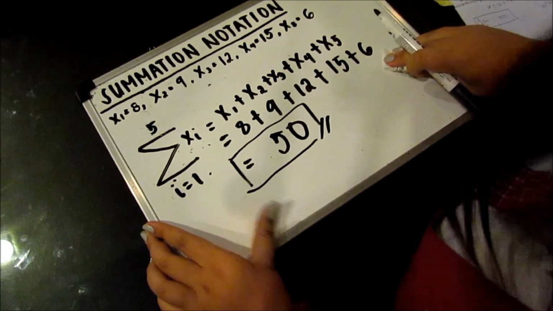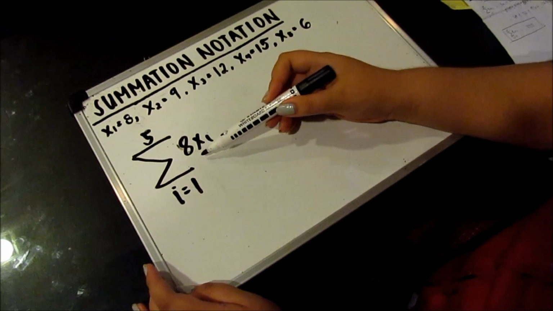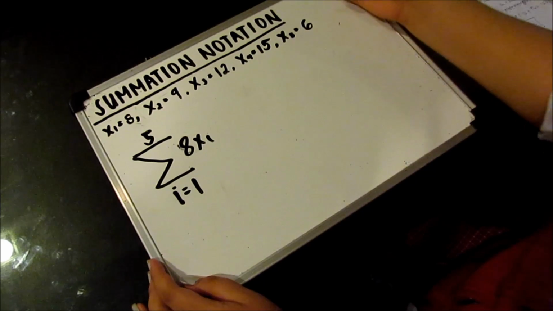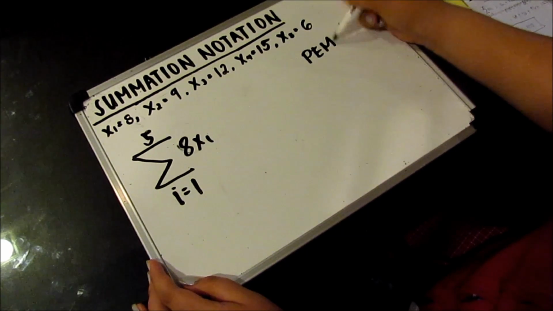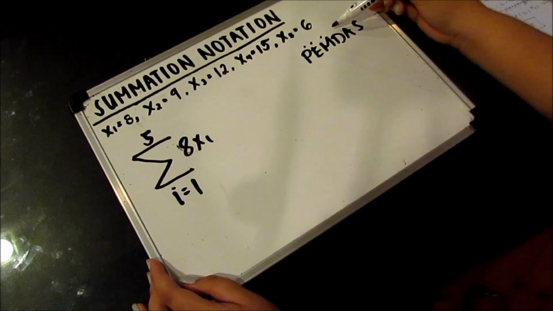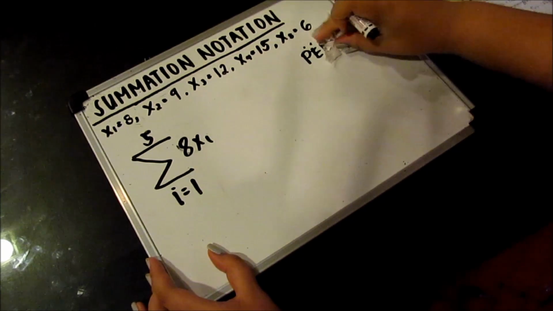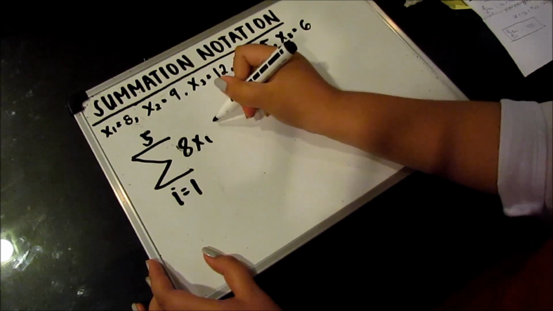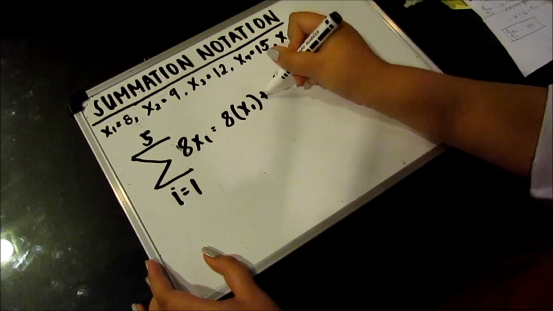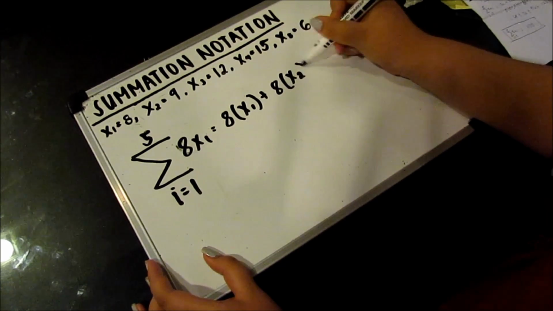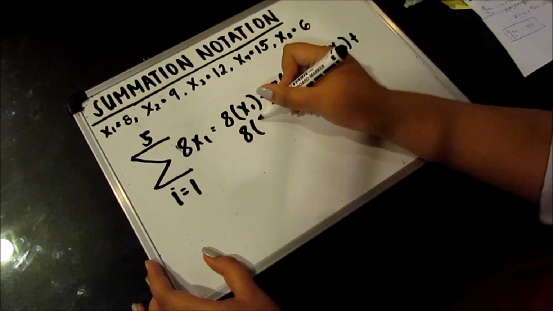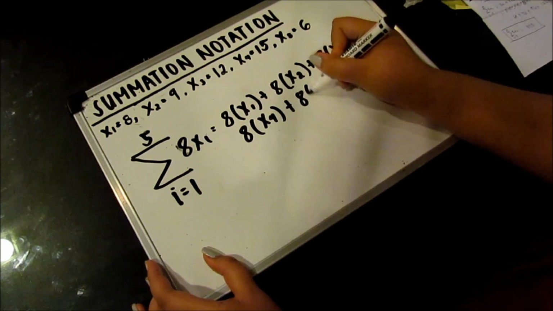Next, we'll be heading to the other example. The sum of the value of 8 x sub i starting at 1 and ending with 5. So in this equation, we will be applying the PEMDAS rule, which stands for parentheses, exponent, multiplication, division, addition, and subtraction. So now, we will expand the equation. 8 times x sub 1 plus 8 times x sub 2 plus 8 times x sub 3 plus 8 times x sub 4 plus 8 times x sub 5.